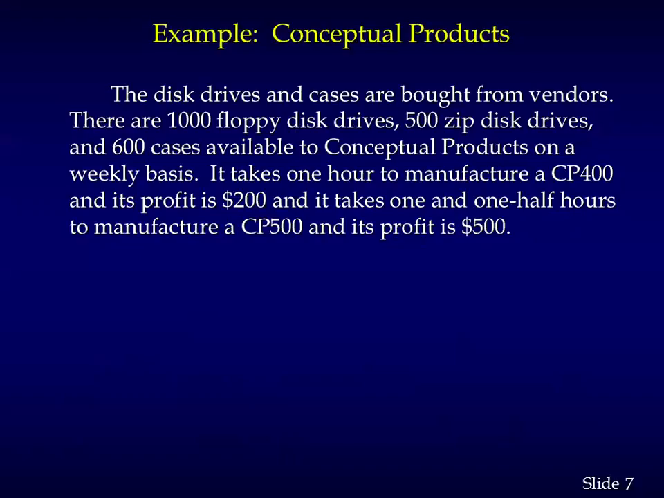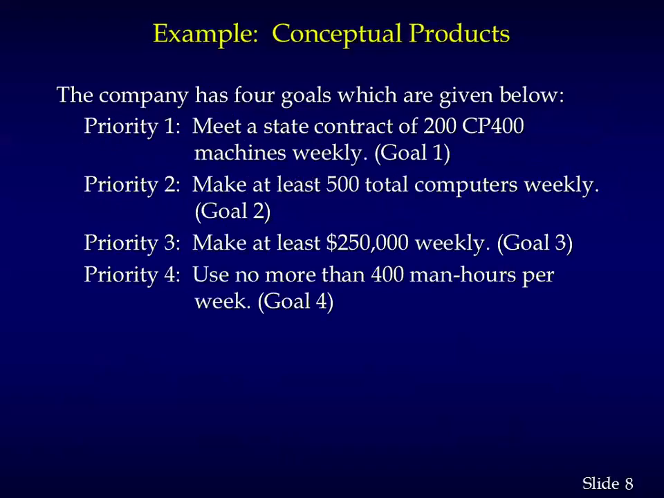Now come the different objectives. There are 4 different priorities, 4 different objectives. Meet a state contract of 200 CP400 machines weekly. So we have to deliver at least 200 CP400 machines to some client. Next priority is make at least 500 total computers weekly. Then make a revenue of at least 250,000 weekly. That's goal 3. And then use no more than 400 man hours per week. So our first is to meet that state contract and so on and so forth.